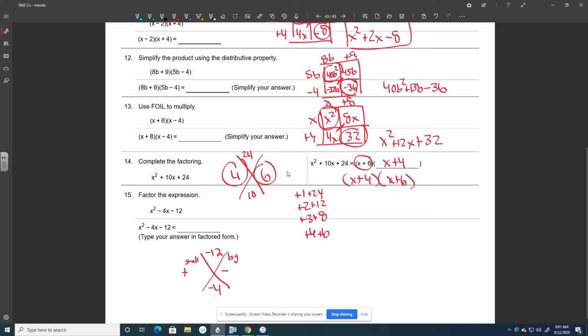So now I start looking for things that multiply to 12. So 1 and 12, but the big number would be the negative. 2 and 6, the big number would be the negative. 3 and 4, the big number is the negative. And one of these sets is going to add up to negative 4. 1 minus 12, that's negative 11, so it's not that one. 2 minus 6, that's negative 4. So that's what I'm looking for. Positive 2, negative 6. And all I have to do is write my answer in parentheses. X plus 2 from this one, and X minus 6 from the other.